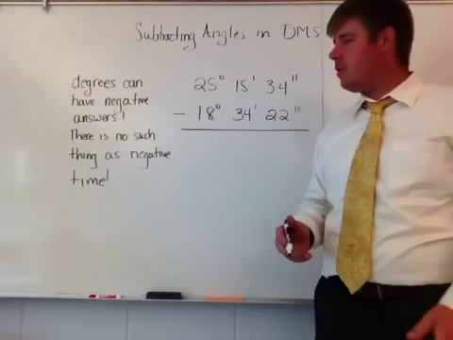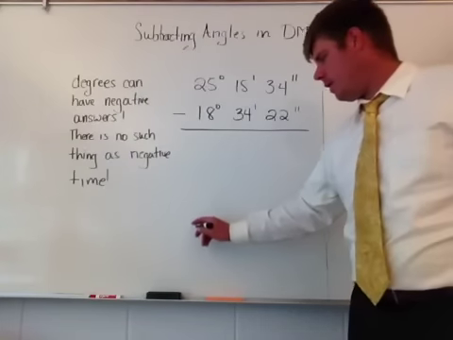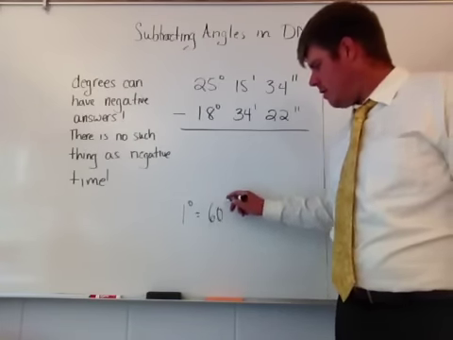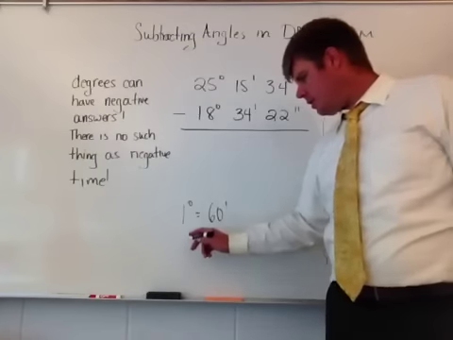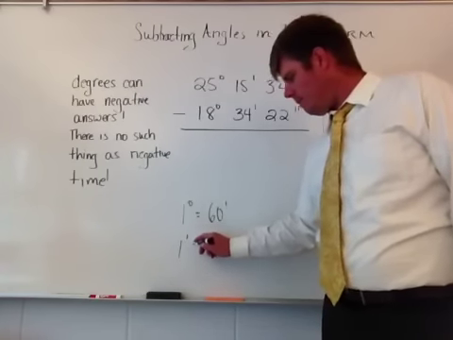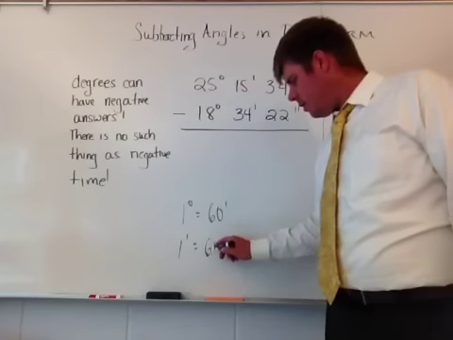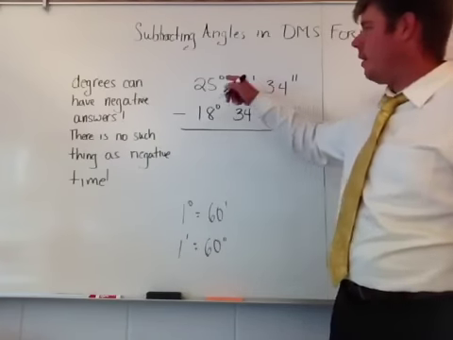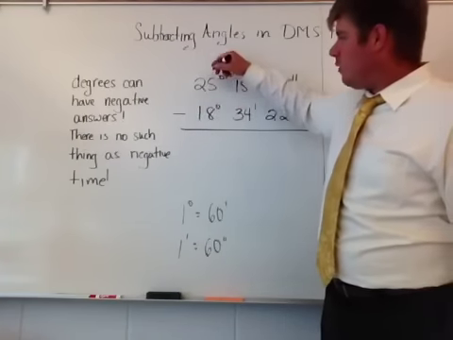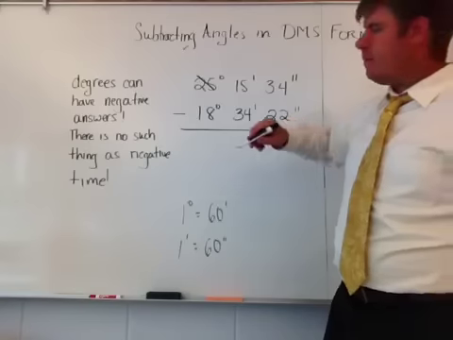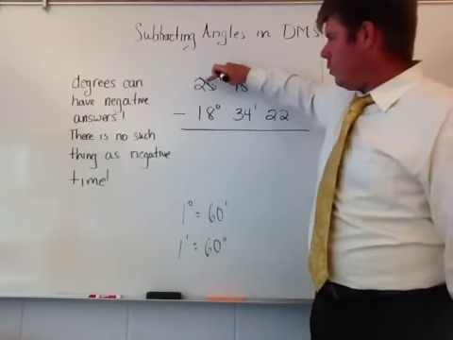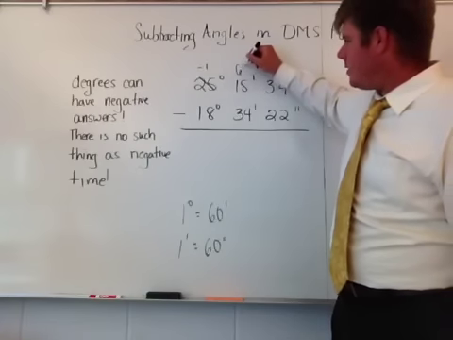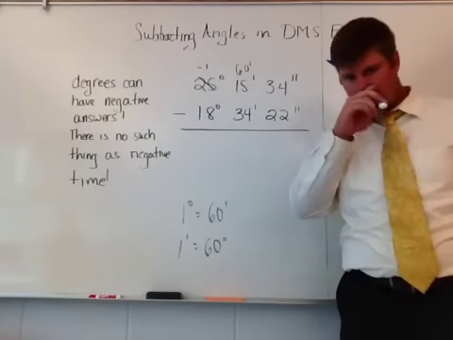The thing you do here is that we have to remember that 1 degree equals 60 minutes. And you also have to remember that 1 minute is equivalent to 60 seconds, and that's what I'm going to use. So what I'm actually going to do is take 1 degree away. If I take 1 degree away from 25, I'm going to subtract 1 degree, and when I subtract 1 degree from here, I'm going to add 60 minutes over here.